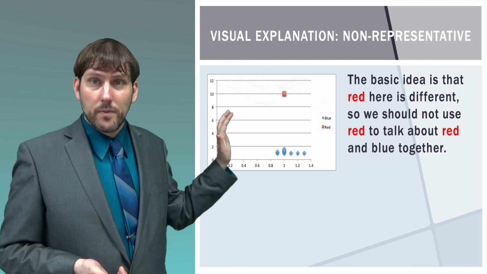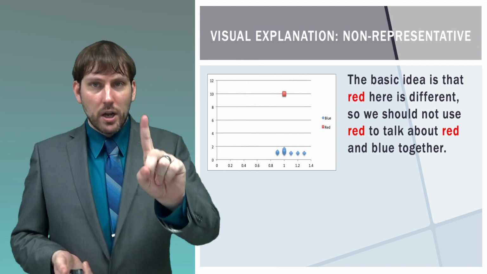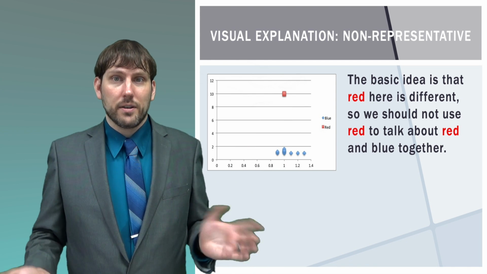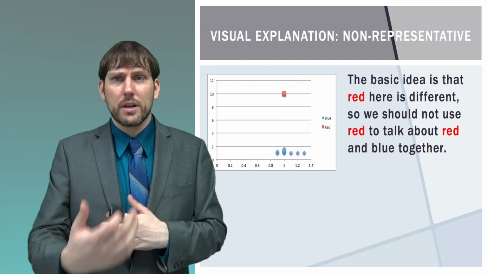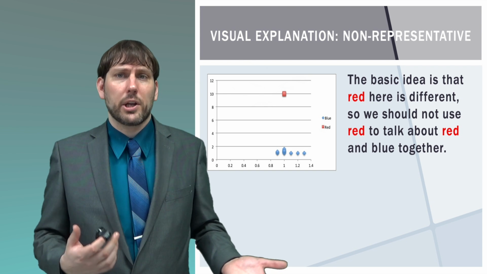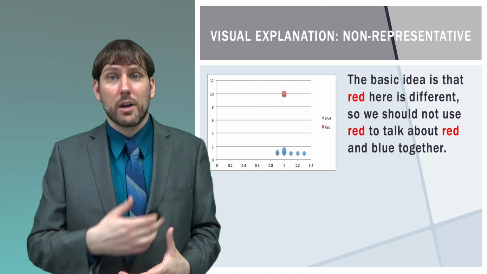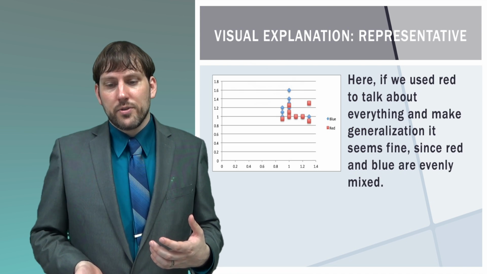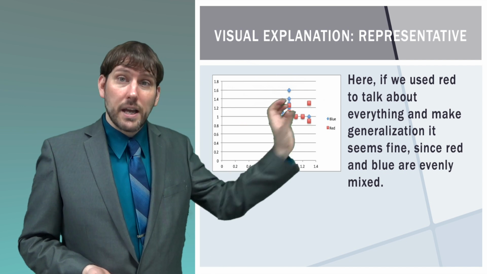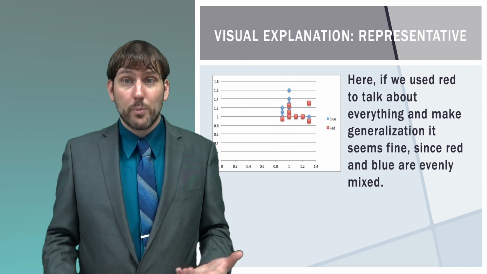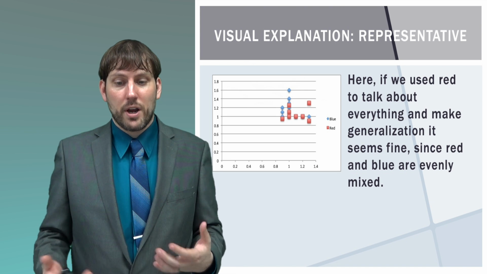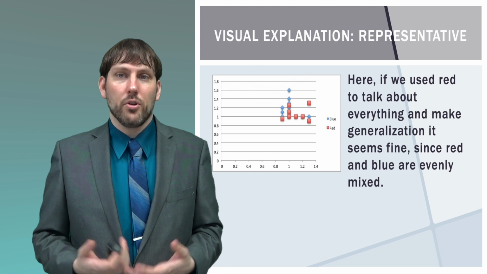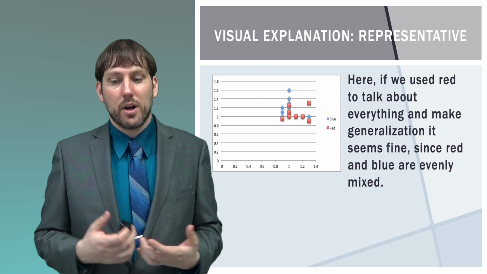So here's the idea of what non-representative means. If we have one red dot over here, this red dot is different than all of the blue dots. It's separated by location, it's also separated by colors, so it makes no sense to use this to talk about the whole or to talk about blue in general. On the other hand, if they're all scattered together, if red and blue are basically distributed in the same way, in the same ranges, same values, it seems we could use just the red ones to talk about the whole. This seems like it would not be a large problem for what we want to do.